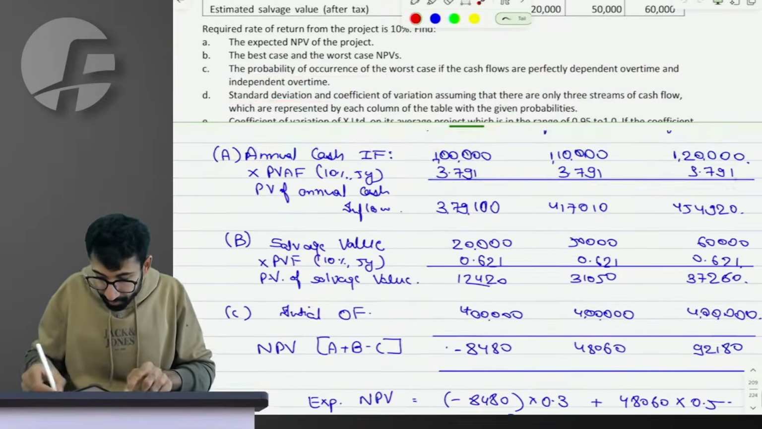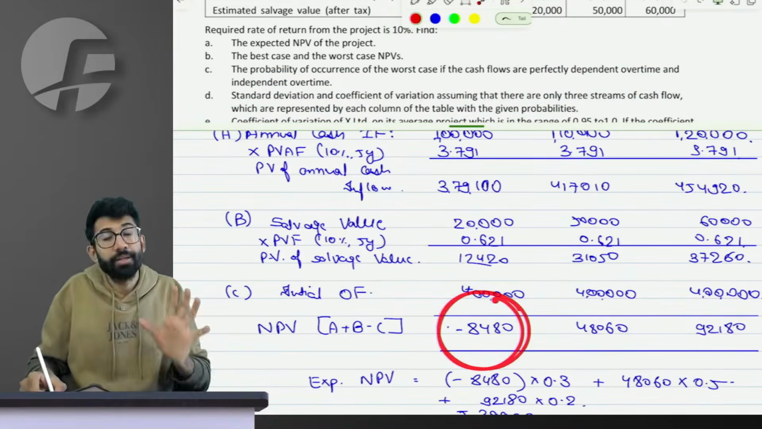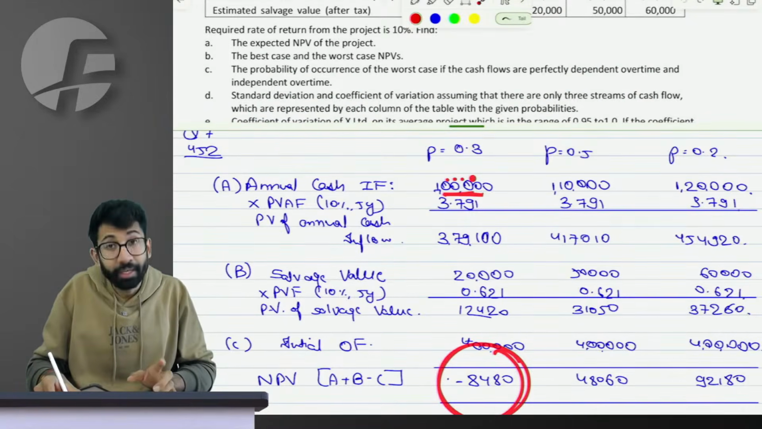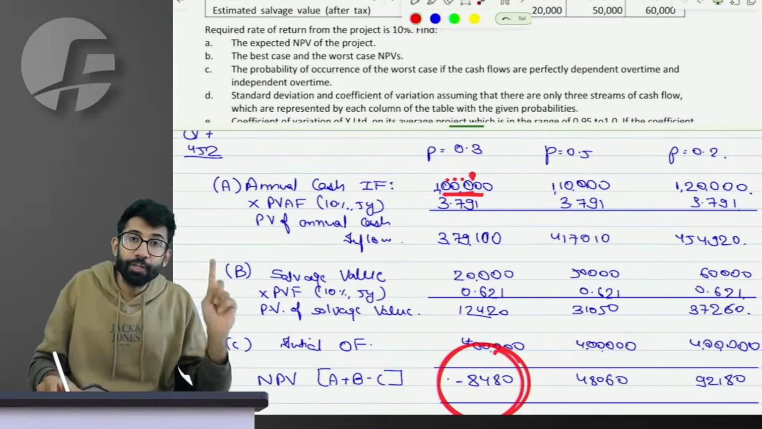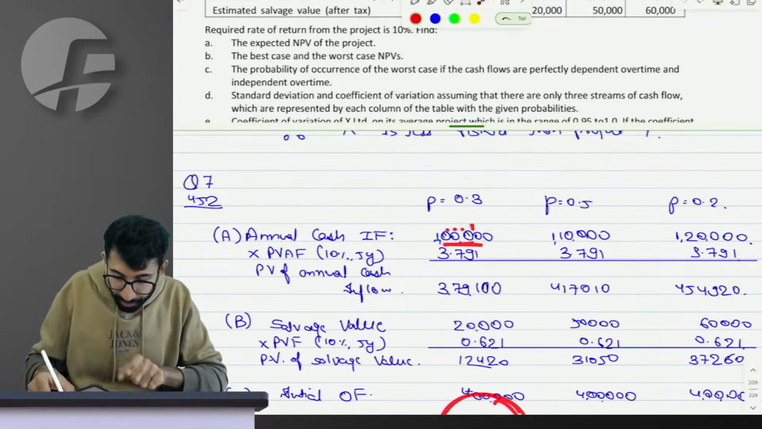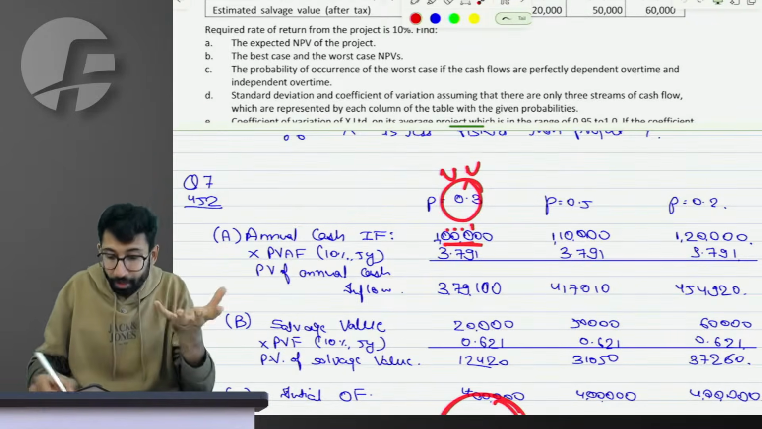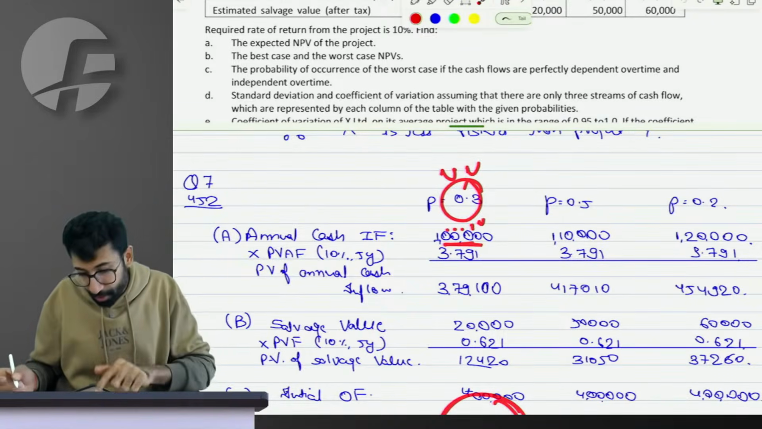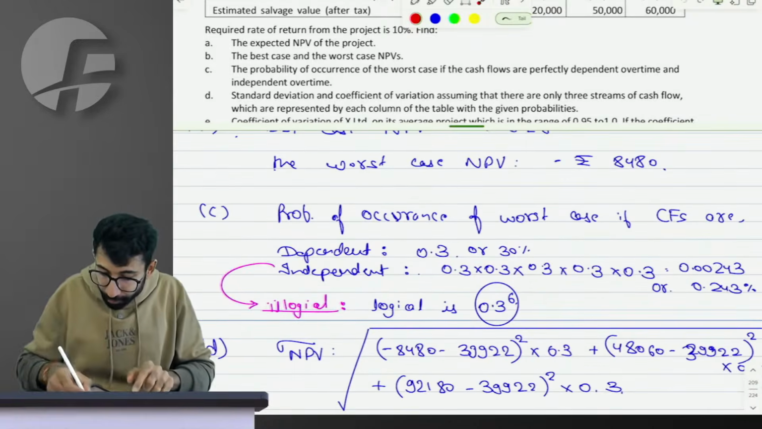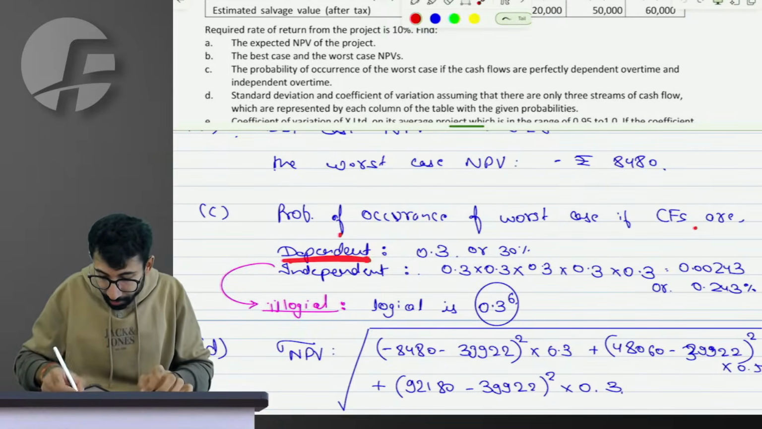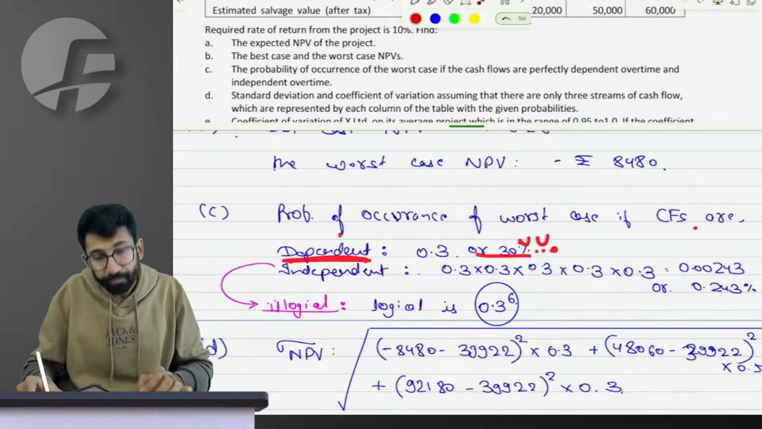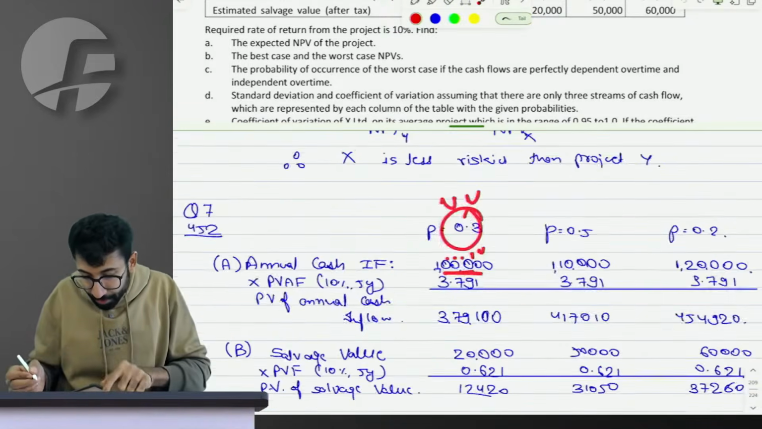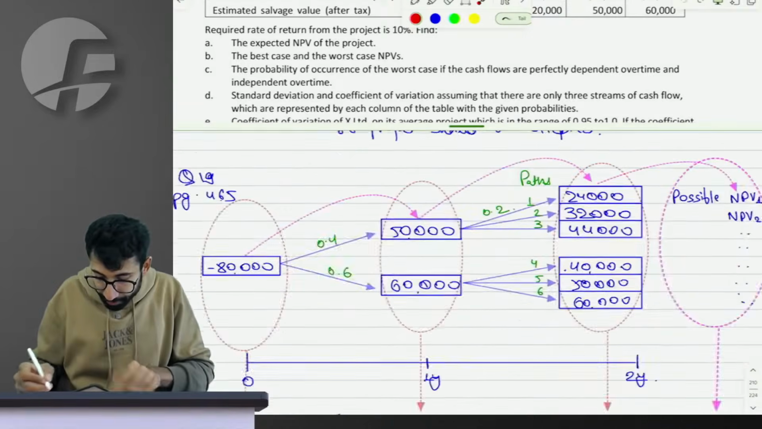Sir, worst case, if the cash flows are dependent, it means in the first year if the cash flow turns out to be 1 lakh, then every year it will continue to be 1 lakh for sure. So there is 30% chance of it being 1 lakh in year 1, and then every year 1 lakh has 100% chance. So overall probability of occurrence of the worst case in case of dependent is 30%. Logical.